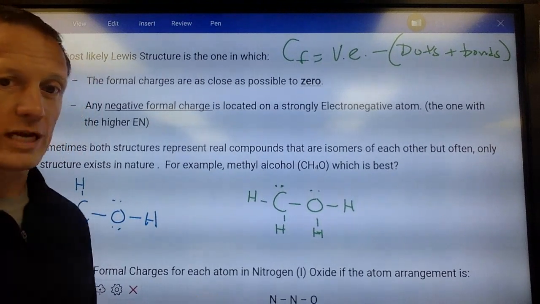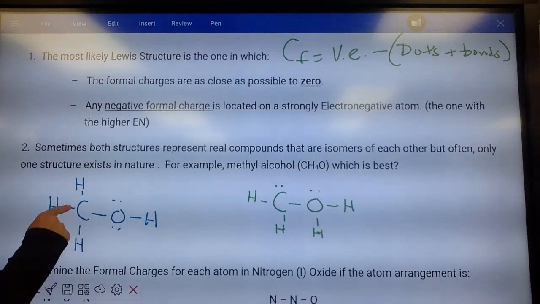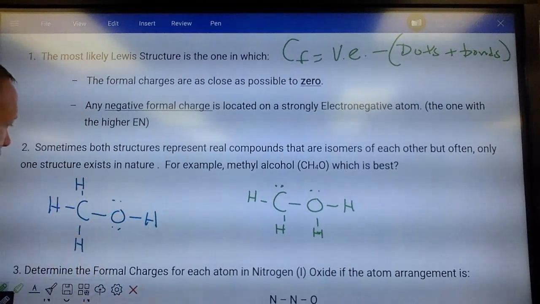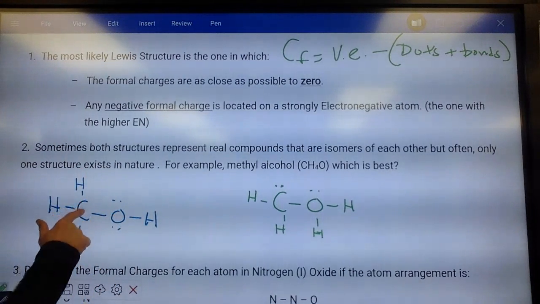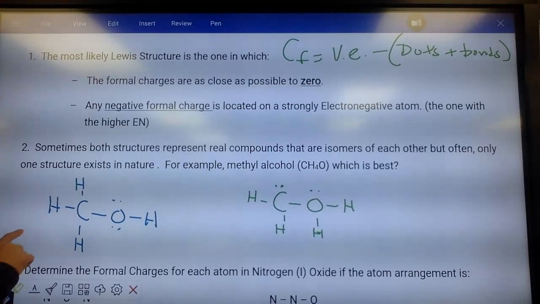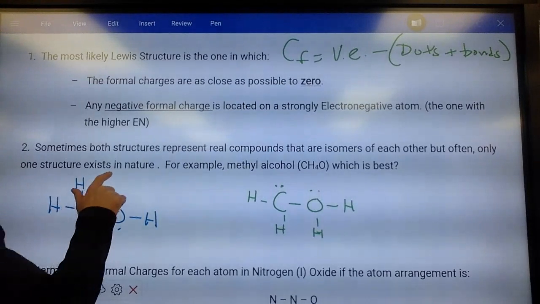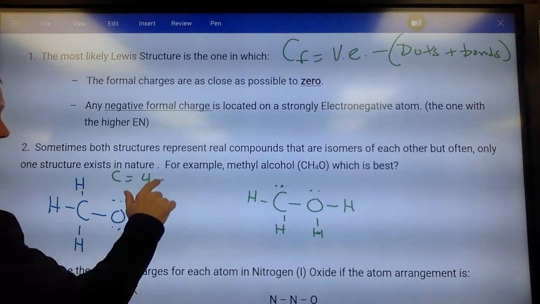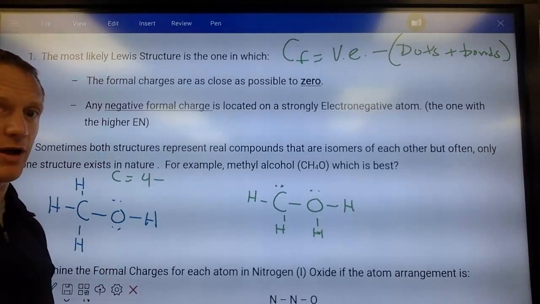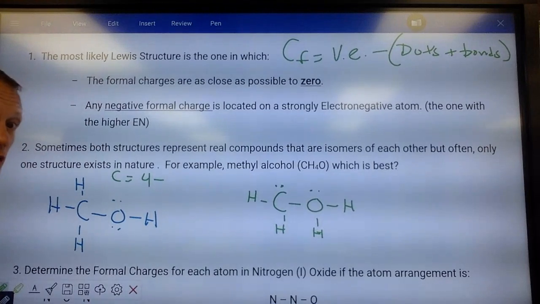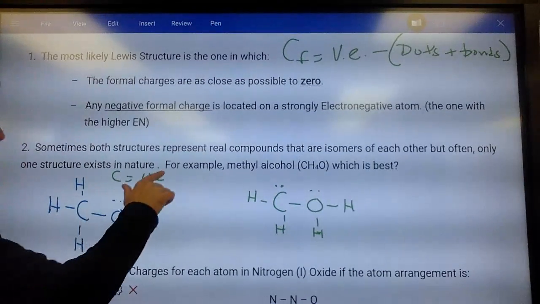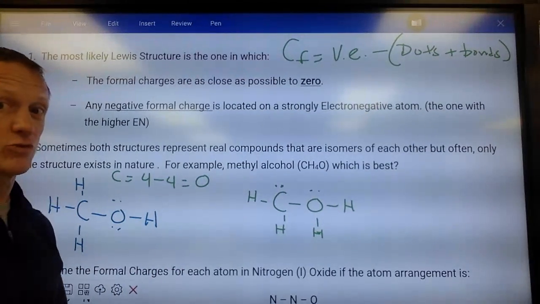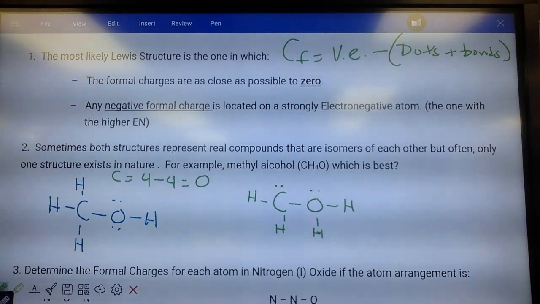So, for example, if we try to get the formal charge of carbon right here, carbon's got 4 valence electrons. So for carbon, its formal charge would be its valence electrons, 4, minus the dots plus the bonds around it. Well, there's no dots, no unshared electrons. There are 4 bonds. So 4 minus 4, 0. 0 is a good formal charge. Elements really want a formal charge of 0.